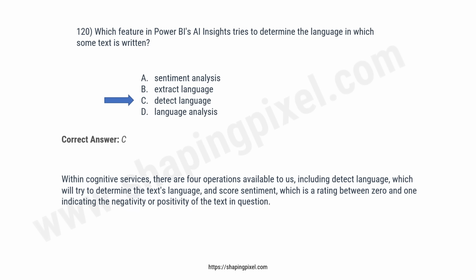Within cognitive services, there are four operations available to us, including detect language, which will try to determine the text language, and score sentiment, which is a rating between 0 and 1, indicating the negativity or positivity of the text in question.